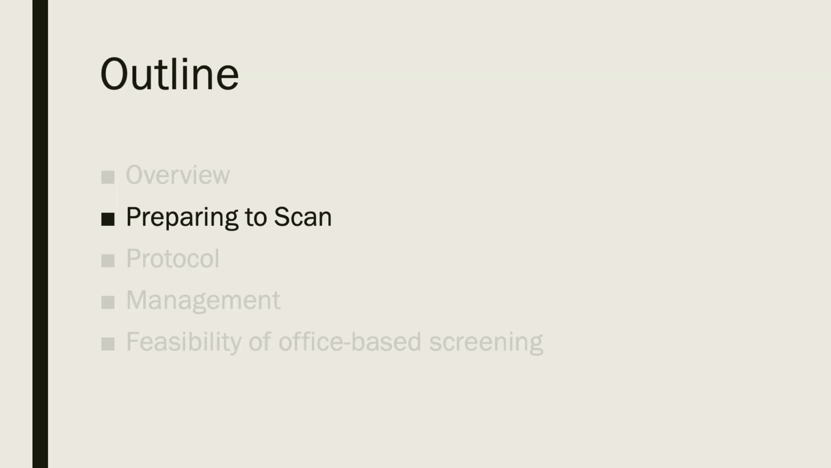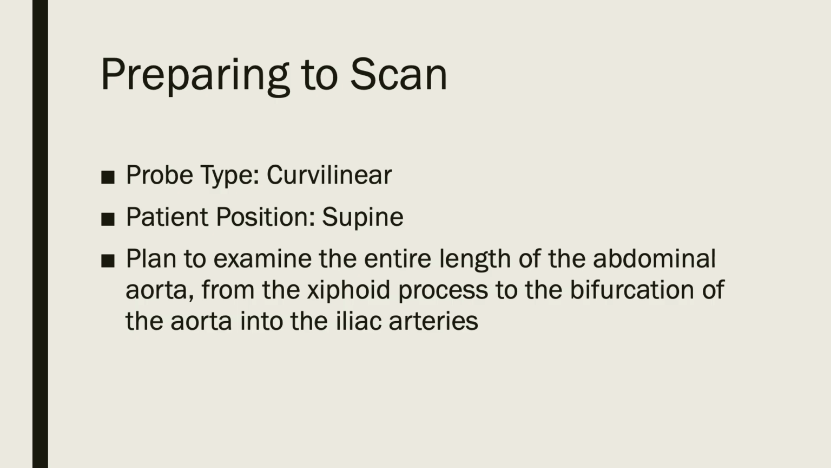Moving on, we'll talk about how to prepare for a successful screening exam. When we think about probe selection for this exam, curvilinear, if you have access to it, is going to be your best bet. It has a good footprint for the exam, and we typically use the curvilinear probe for intra-abdominal structures. However, you can use the phased array probe. For instance, if you're using a handheld Butterfly to conduct the exam, you'll be using a phased array type probe, and that works just as well.